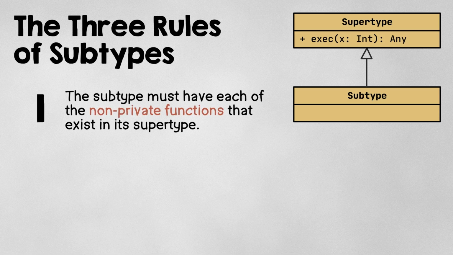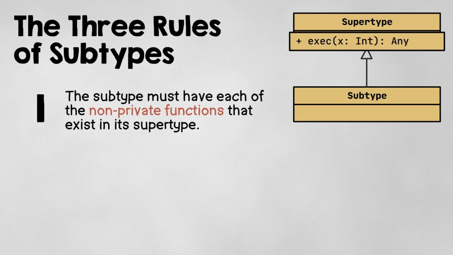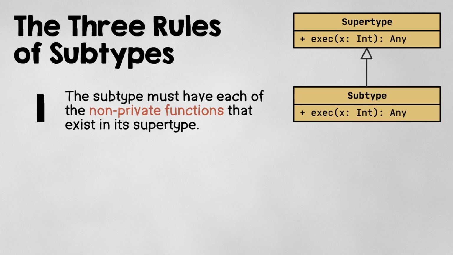First, the subtype must have each of the non-private functions that exist in its supertype. And this rule is quite intuitive. If a subtype doesn't support one of the operations that a supertype has, then obviously it wouldn't be a suitable substitution because you wouldn't be able to call that operation on the subtype.